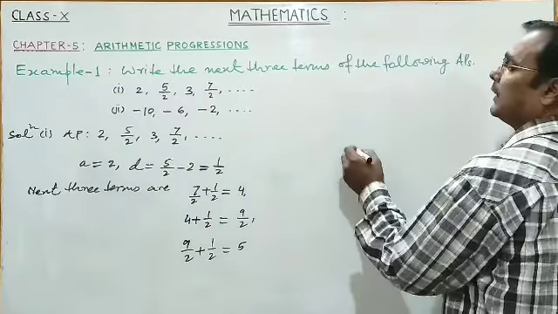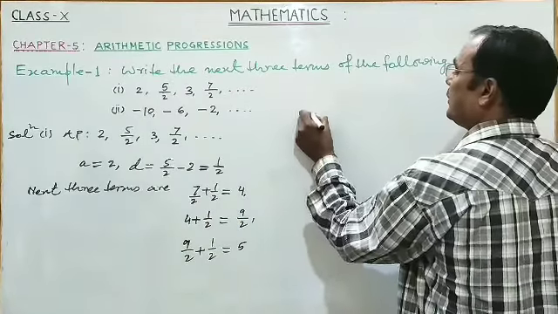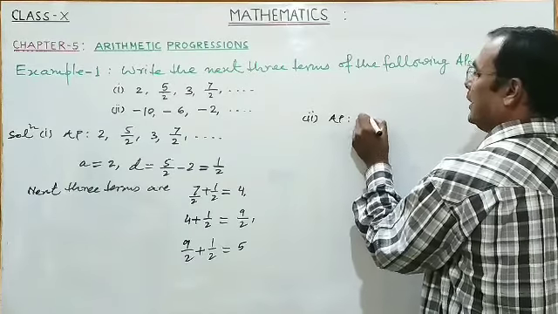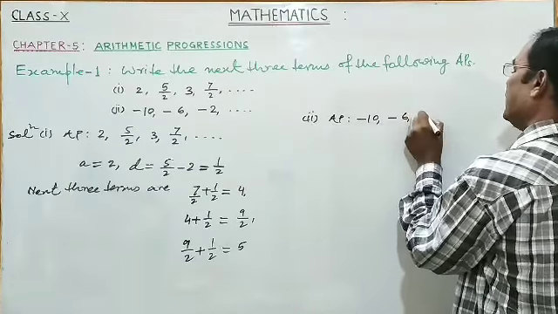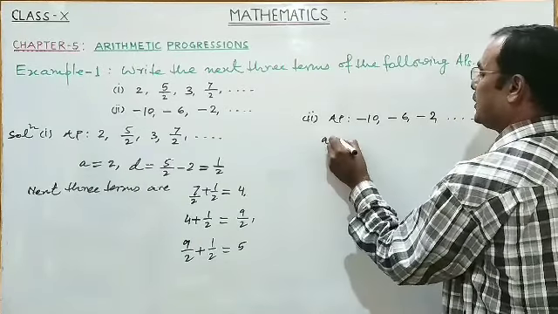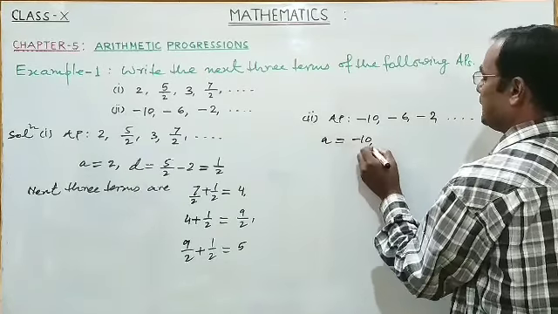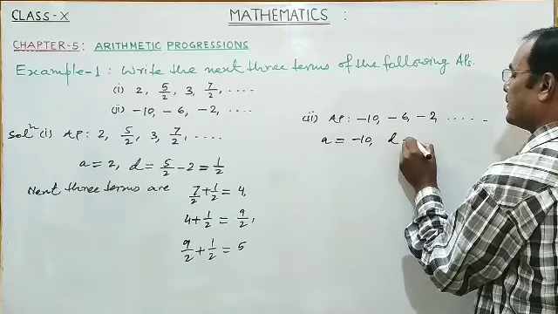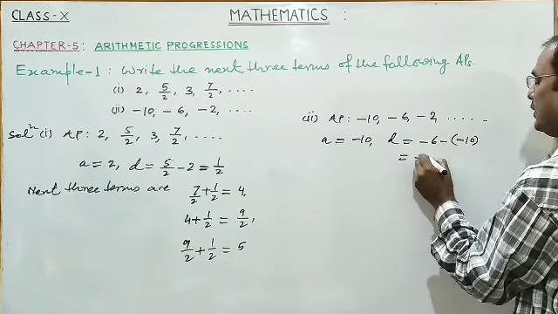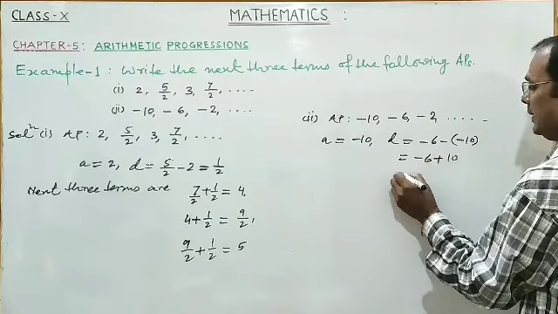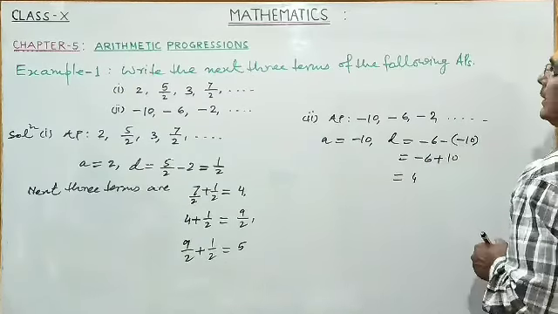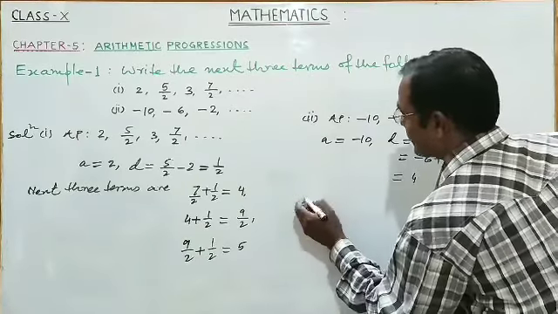Now the second part. AP is given: minus 10, minus 6, minus 2 and so on. So first term A is minus 10, common difference D is minus 6 minus (minus 10), which is equal to minus 6 plus 10 equal to 4. Now let's find the next three terms.